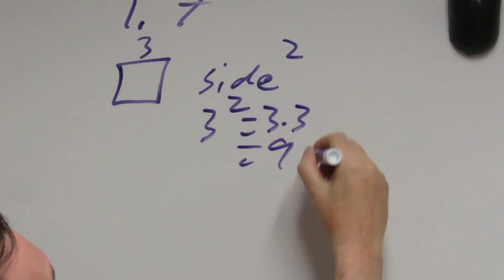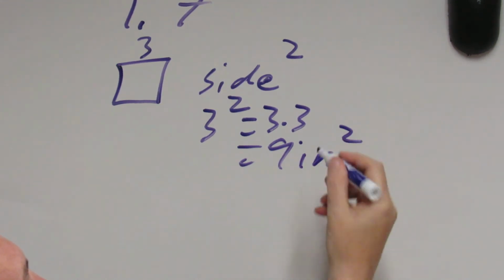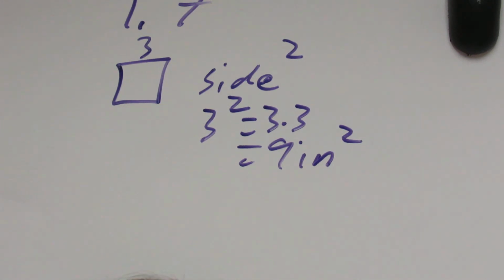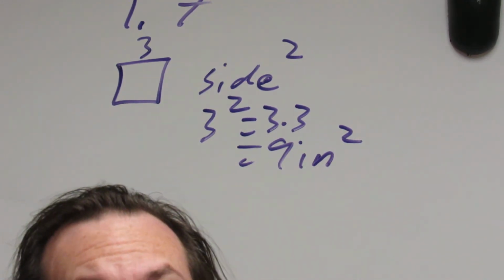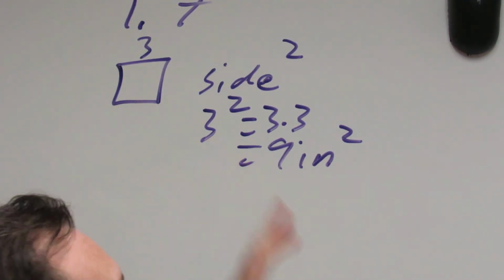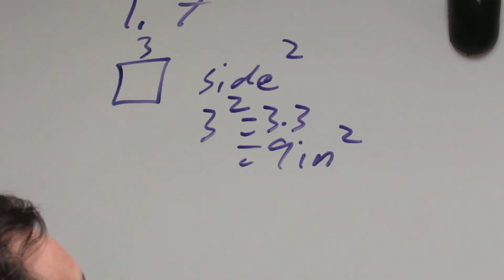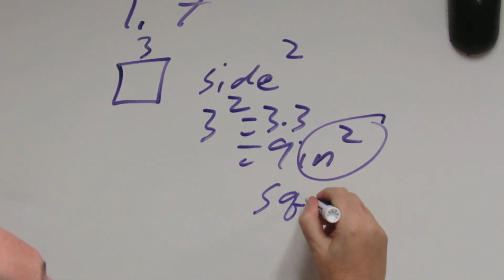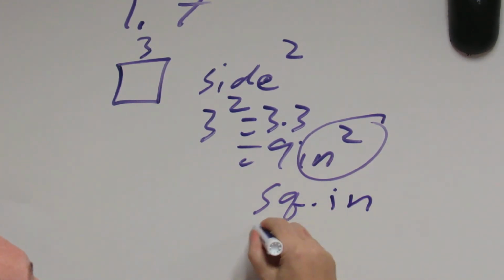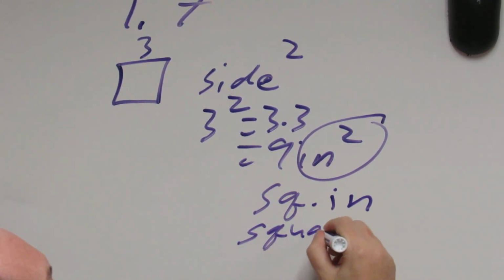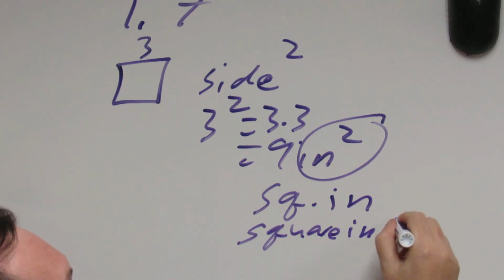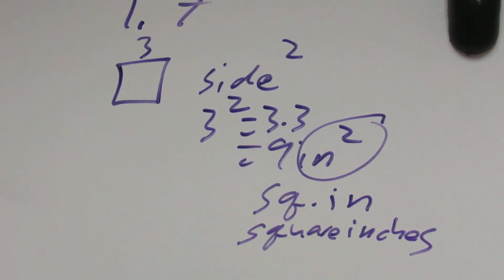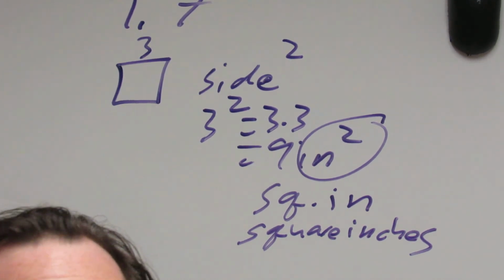And let's say this was inches. We can say inches squared, or we can write out square inches. Make sure you always put the unit, and that when you're doing area, it's either going to say it like this, or it's going to say square inches. So that's it for 1.7.